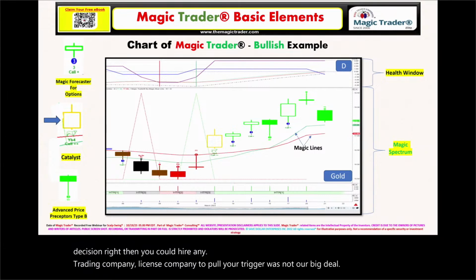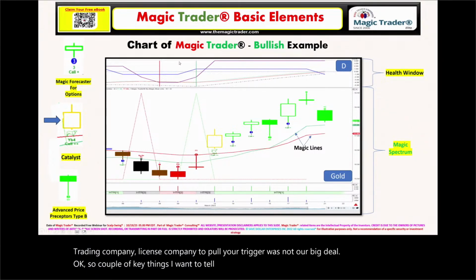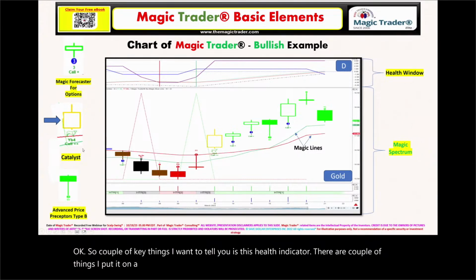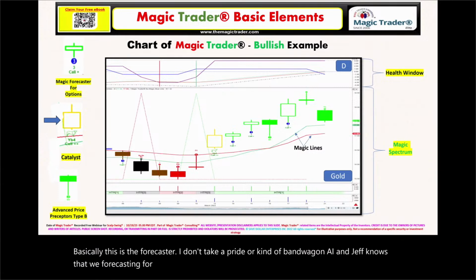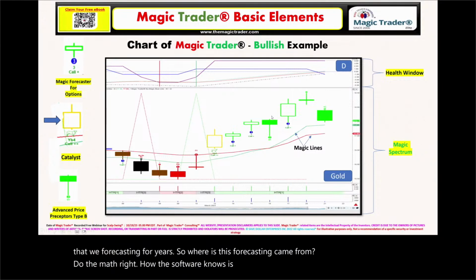Okay, so a couple of key things I want to tell you is this health indicator. Then a couple of things I put on the side, and one I inserted today, which we're going to be using today in talking. So basically, this is the forecaster. I don't take pride in or jump on the bandwagon of AI, and Jeff knows that we've been forecasting for years. So where did this forecasting come from? Do the math. How does the software know it's going to go higher?